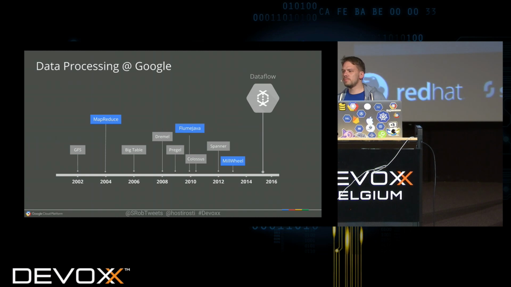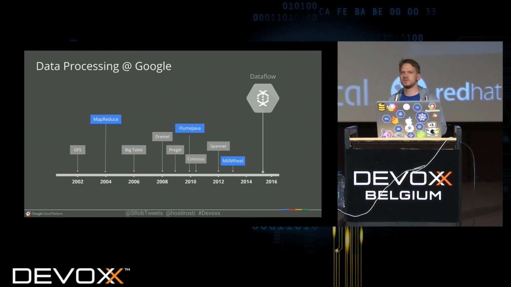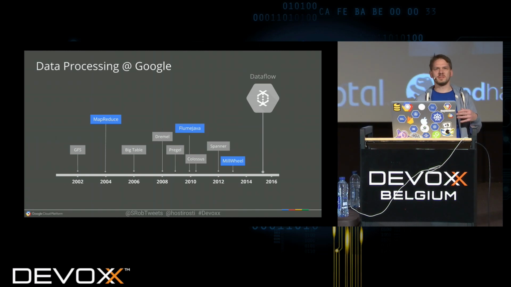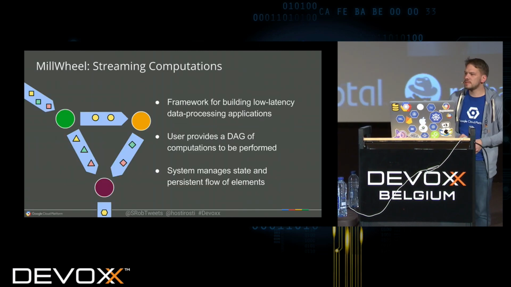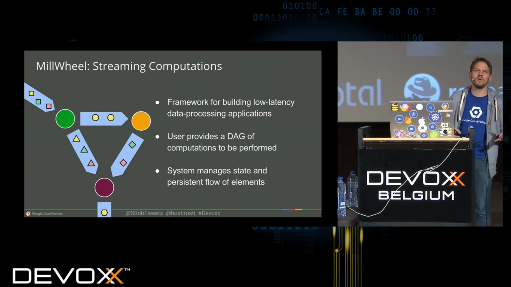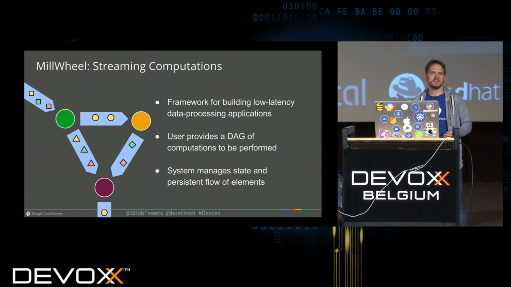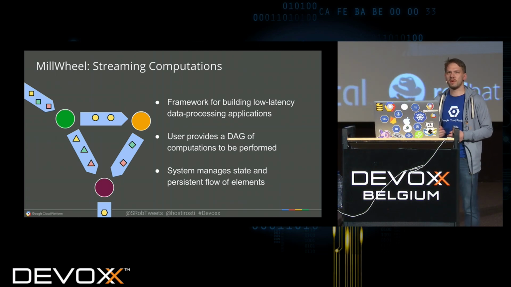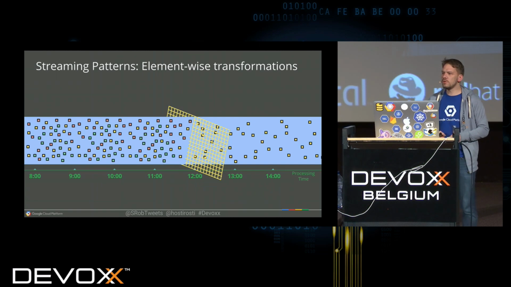So what we developed within Google is a system called Millwheel, and we published this paper in 2013 to talk about how we deal with that. So basically, what is Millwheel about? It's basically a framework where you build a directed acyclic graph, which does an element-wise processing on your elements that come on the stream. And then the system manages for you the persistent state and the movement of data between certain graph nodes.